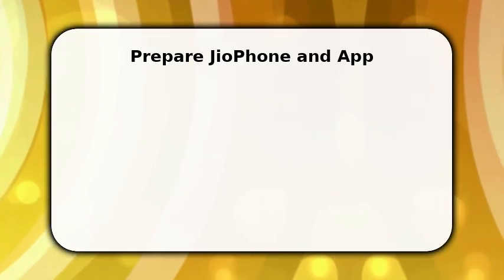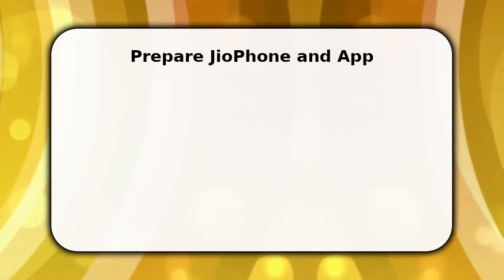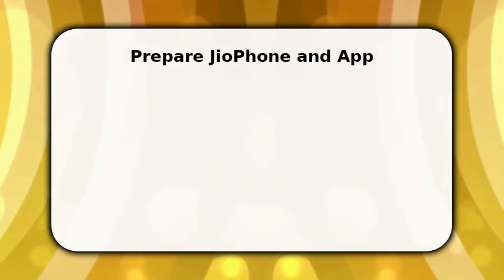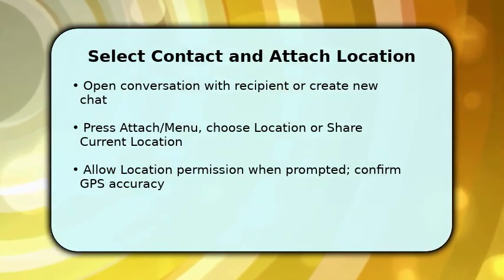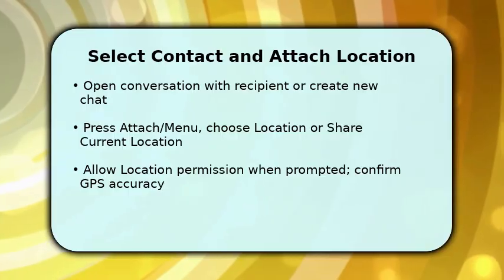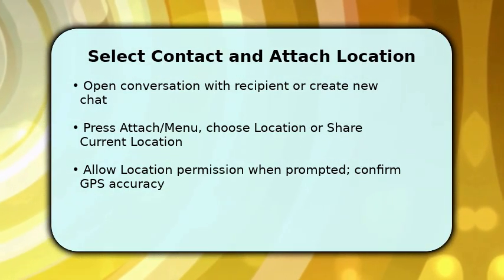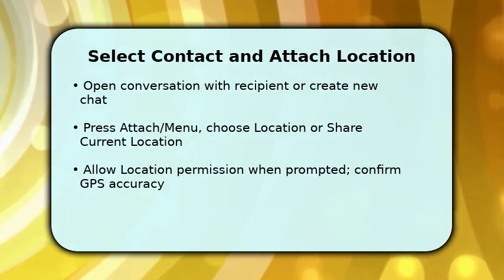Make sure battery is sufficient so the phone won't shut down mid-process, and keep Wi-Fi or mobile signal stable. This prevents incomplete or delayed location update. You now open the recipient's conversation and tap the menu or attach icon to find location or share current location. When the phone asks for permission to access location, accept it so GPS or network coordinates can be read.